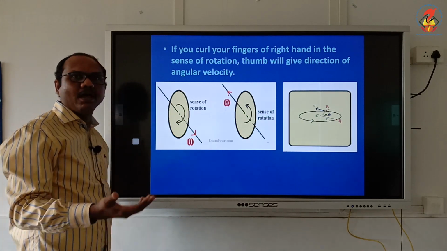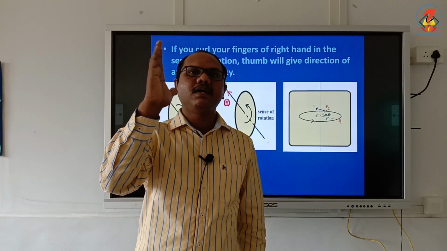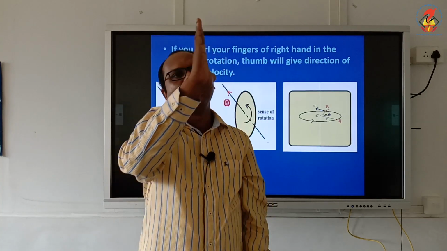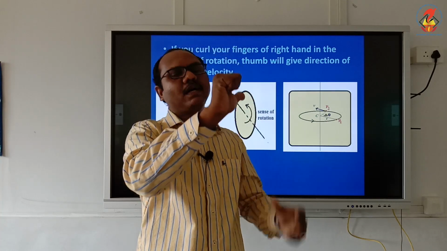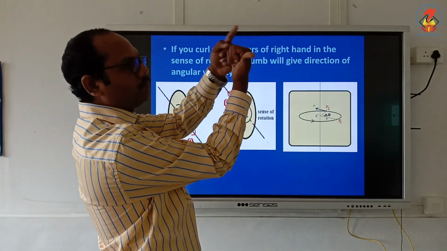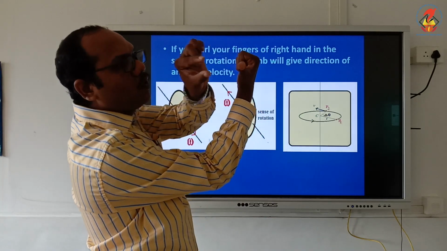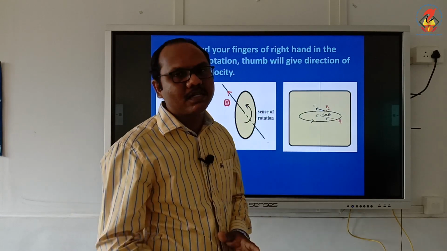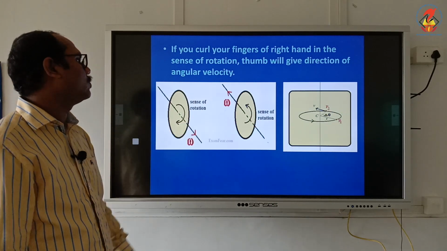Similarly, if the particle goes in this circular path, I will hold it like this, then my thumb is pointing towards the board. That is the direction of angular velocity. Now, if the particle is rotating in this direction, then I curl the fingers like this, my thumb will go out of the board. That is how we will find the direction of angular velocity and angular acceleration. That is what they have shown here.